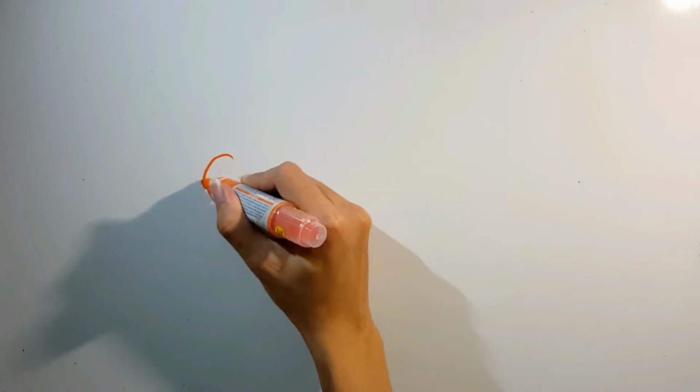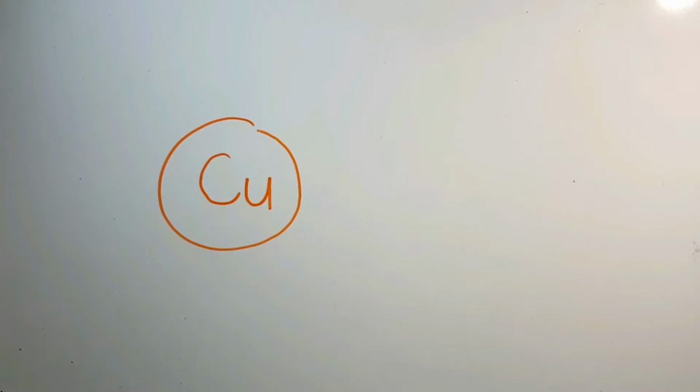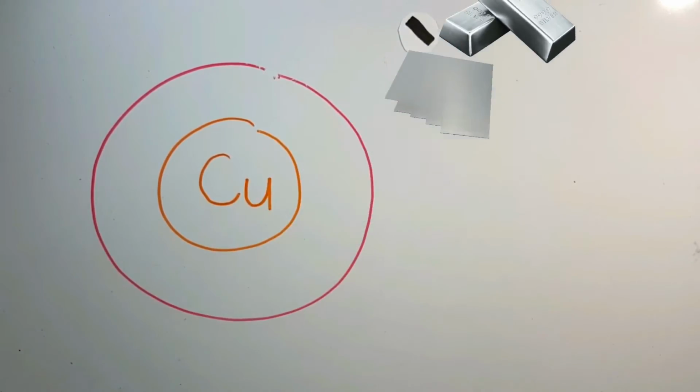In a conductor, atoms, such as copper, have only one valence electron. The force of attraction between the electron and the nucleus is weak, so it conducts electricity easily. Other good conductor materials are gold, silver, and aluminum.